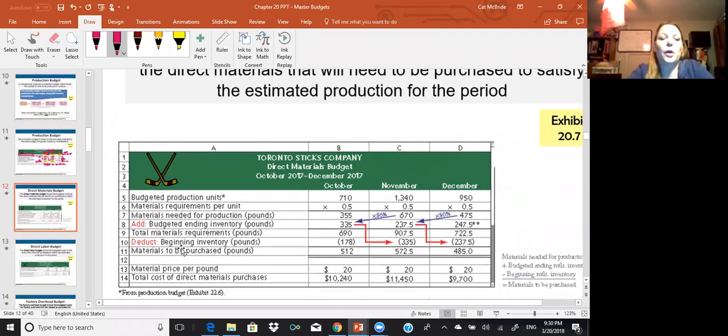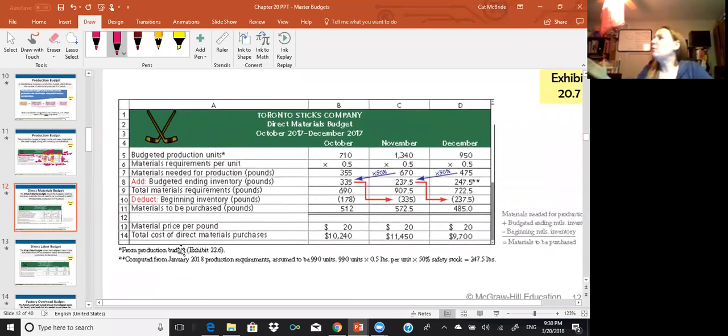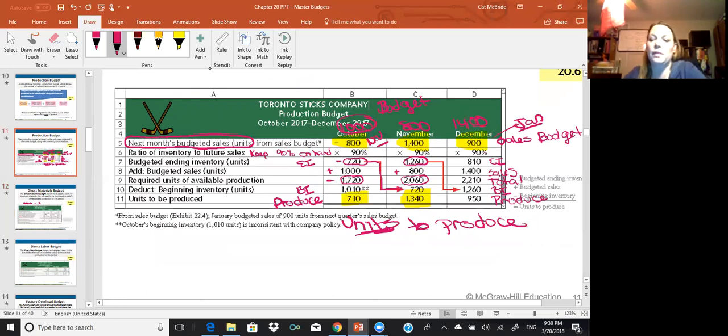Okay, so now we're going to go a little bit farther. Now we're going to put dollars. Now we're going to figure out materials in dollars. So how much materials does it take to manufacture the products, and how much is that going to cost? So these numbers should start to look familiar. So we started off with, we're going to produce 710 units. That came from our bottom line.